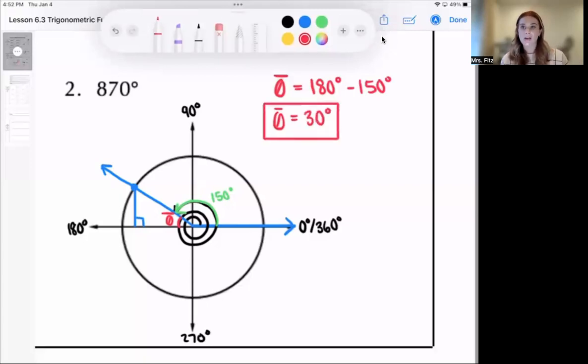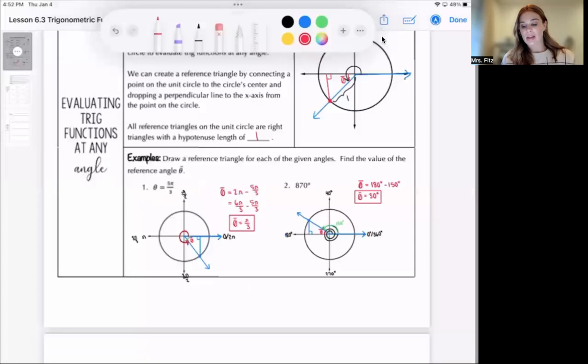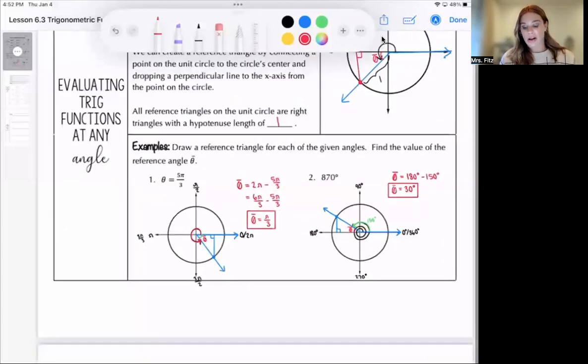Notice the reference angle is always an acute angle. It should always be less than 90 degrees or pi over 2 radians, because these are right triangles. And if you don't have acute angles, then you really don't have a triangle. So be careful with that. All right, let's go ahead and move on.